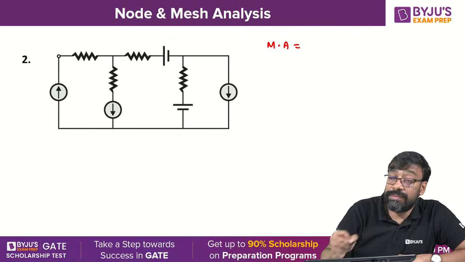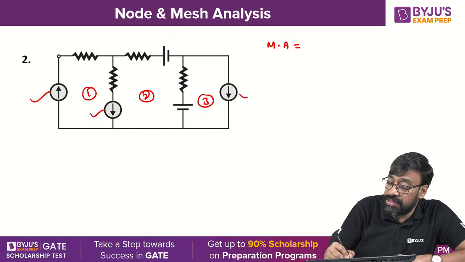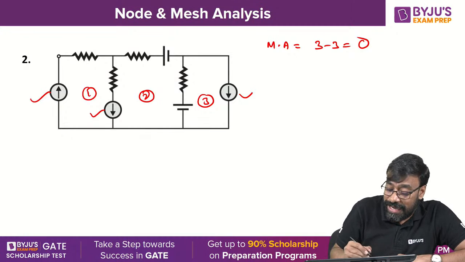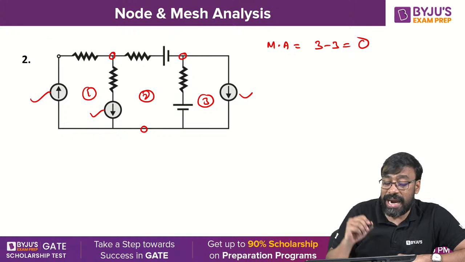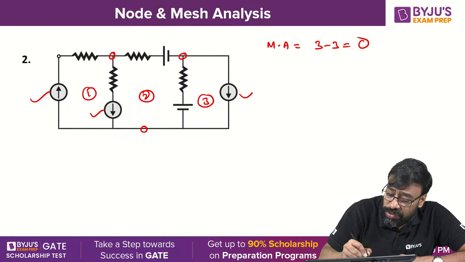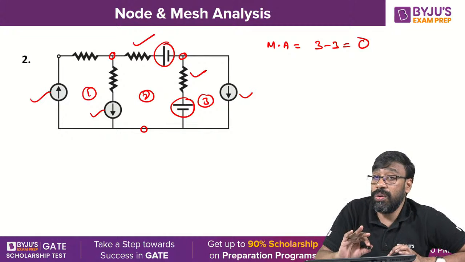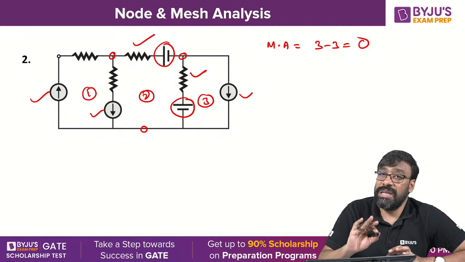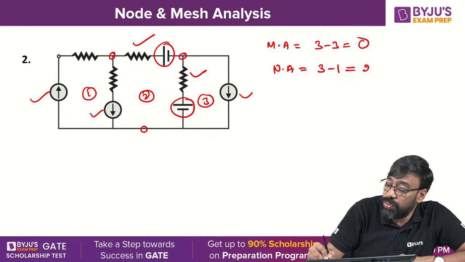Coming to this now. According to mesh analysis, 3 loops, 1, 2, 3, but 3 current sources, 3 minus 3, 0 equations required. But according to node analysis, 1, 2, 3. Are there any ideal voltage sources without any series resistors? You have 2 ideal voltage sources, but they have series resistors. Therefore, n number of nodes, n minus 1 equations is valid. So 3 nodes, but 1 node is the reference node, 2 equations required.